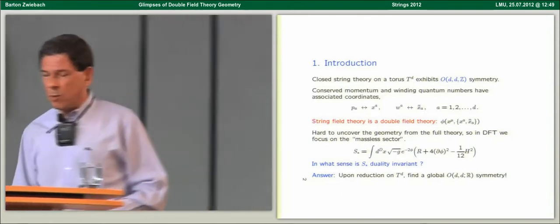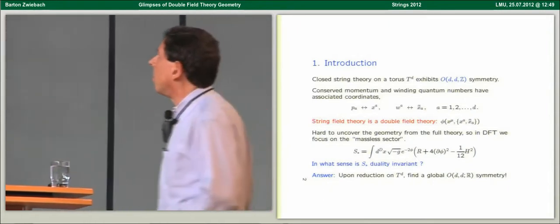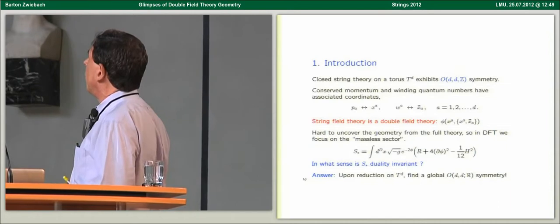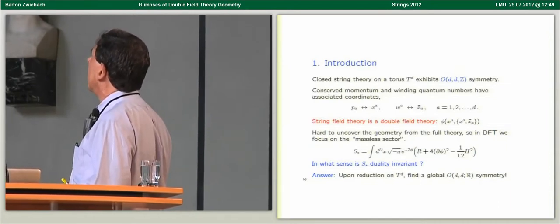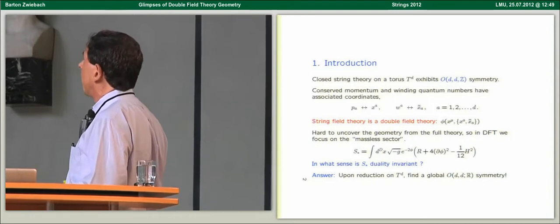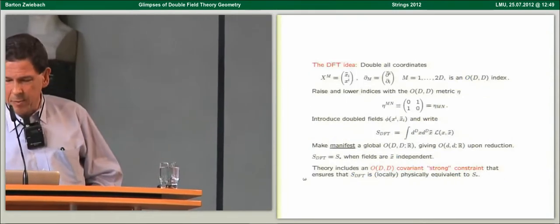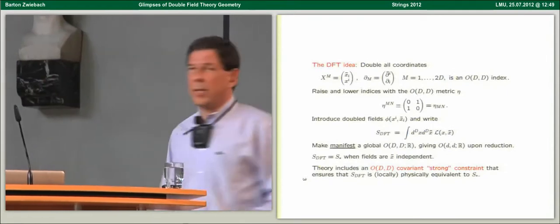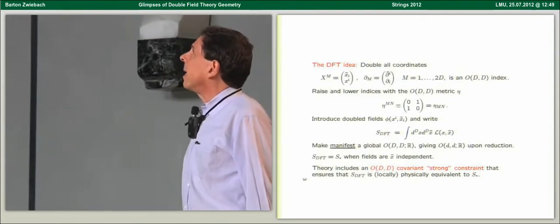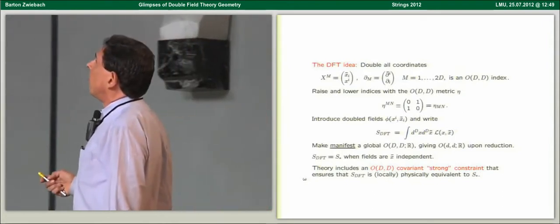And the answer to that question was in fact given by Meissner and Veneziano a long time ago. The idea is that upon reduction on a torus, you find an unexpected symmetry of the low energy, of the reduced field theory. So you reduce on a torus of dimension D, assume all fields are independent of the coordinates on the torus, and there you get that symmetry. So the double field theory is the idea that you will double all coordinates.